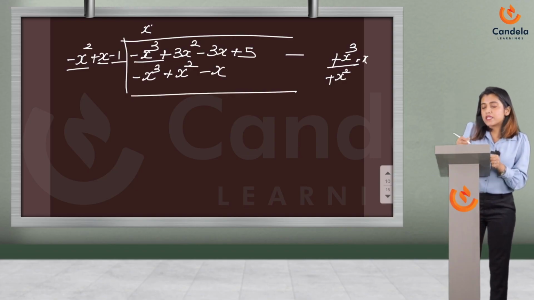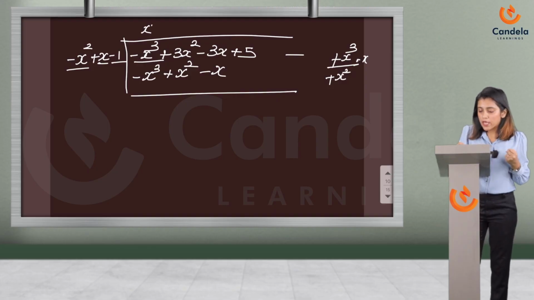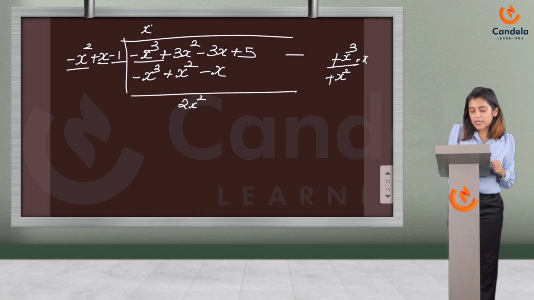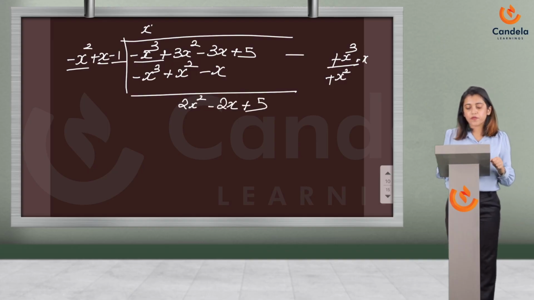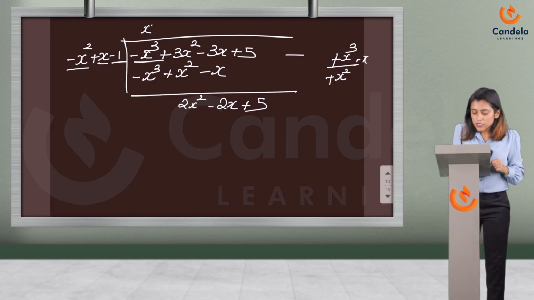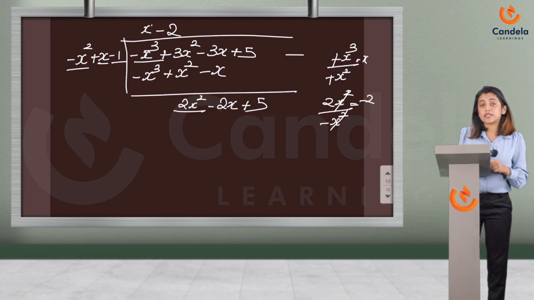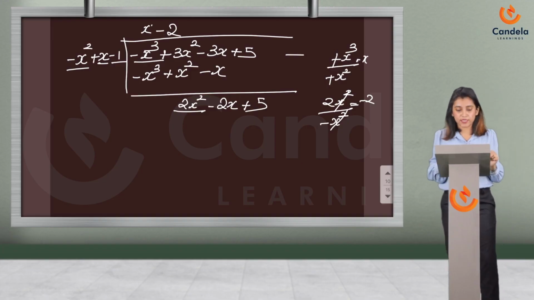Minus x cube minus minus x cube is 0, then 3x square minus x square is 2x square, then minus 3x minus minus x is minus 3x plus x, which is minus 2x, plus 5. And the next step is dividing 2x square with minus x square. So 2x square by minus x square is minus 2. So writing it as the second term of the quotient.